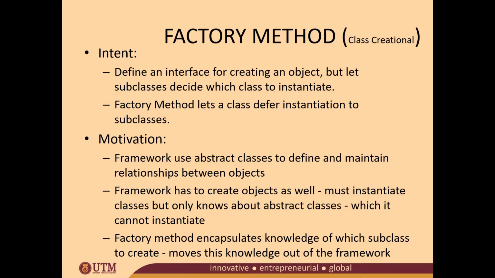So why do we need factory methods? First, frameworks use abstract classes to define and maintain the relationship between objects, in this case all the features and libraries. So the framework has to create objects as well. It must instantiate classes, but only knows about the abstract classes, which it cannot instantiate. Okay, and factory method encapsulates knowledge of which subclass to create, moving this knowledge out of the framework scope. So we will see this motivation more as we go through the examples.